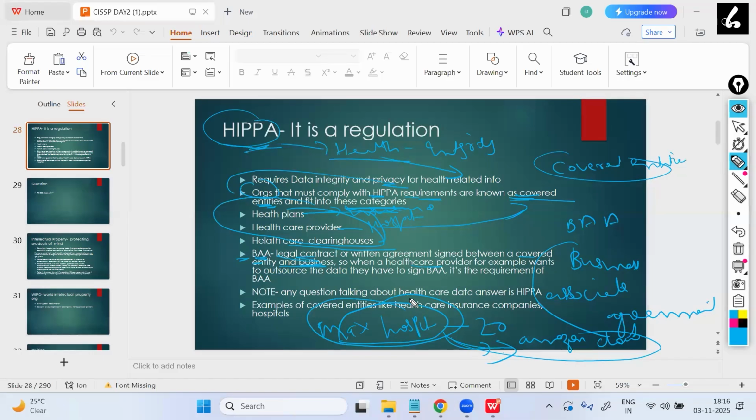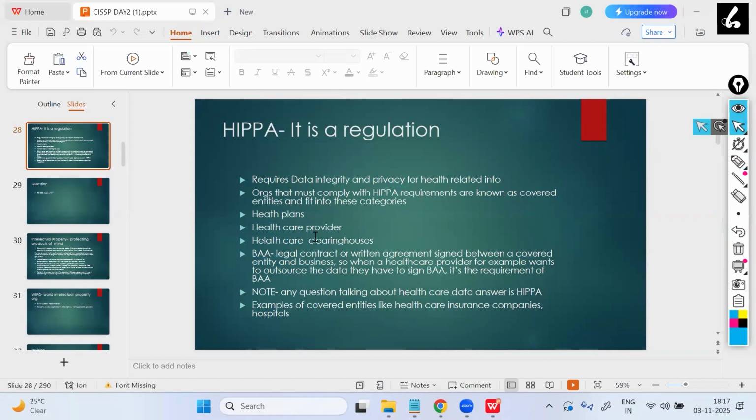If you see any question talking about healthcare data, it is about HIPAA. If you talk about protecting financial consumer data, if you see anything about investors, it is SOX, it is GLBA, it is HIPAA. If you see anything about credit, debit card information, financial data storage, it is PCI-DSS. Okay. Health Insurance Portability and Accountability Act. I'll just mention it here.